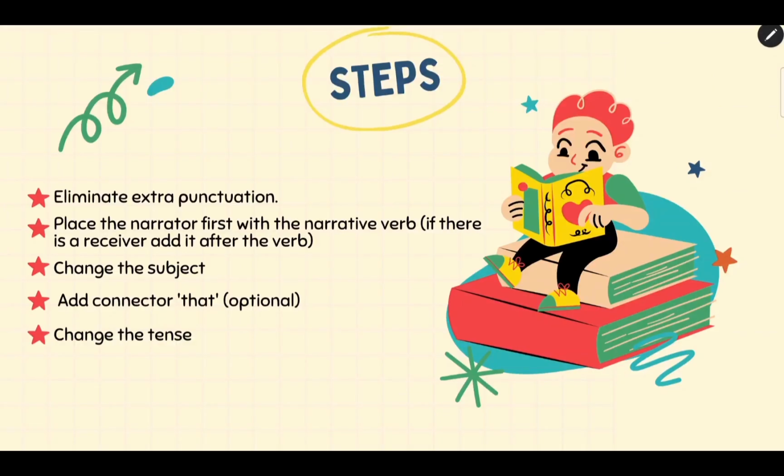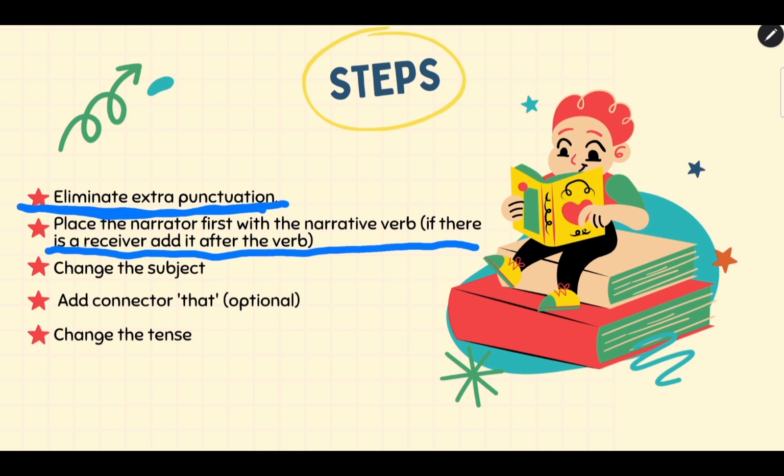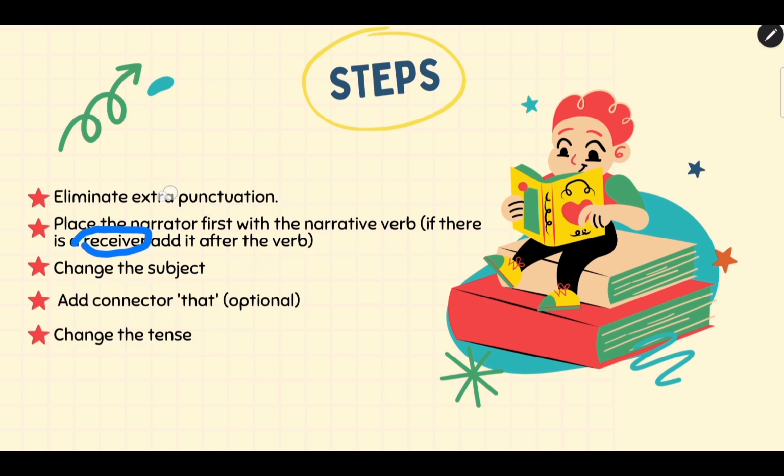So the mom asked her, like, what do you mean? Here we have some steps for doing so. The first one is to eliminate extra punctuation. The second one is to place the narrator first with the narrative verb, but if there's a receiver, we need to add it after the verb. Then we have to change the subject. In this case, remember that a subject is a person, people, etc. And then we have to add the connector that, but this is optional. And at the end, we have to change the tense. But now, let's continue, guys, with the next.